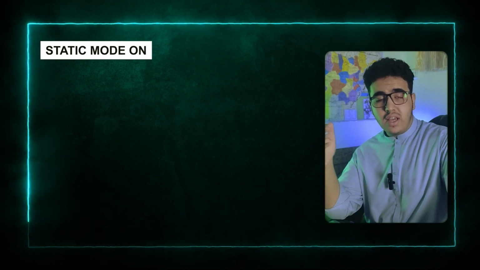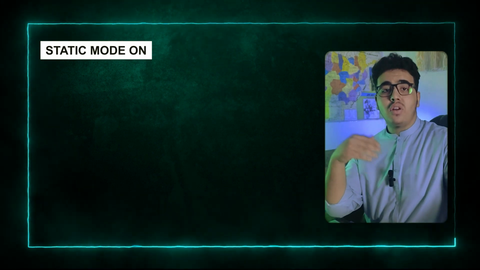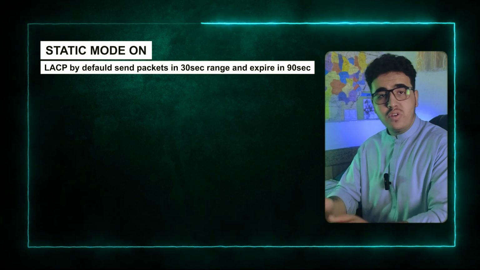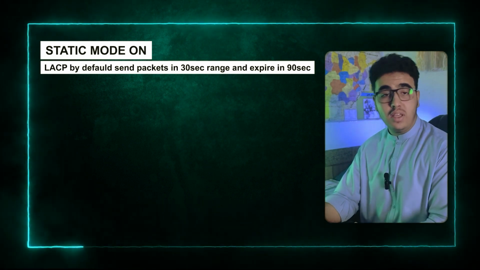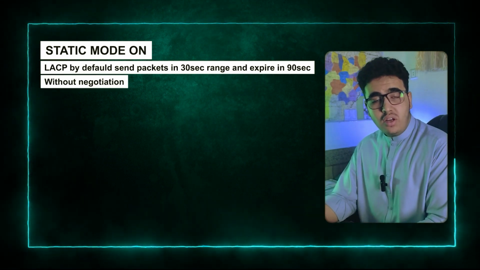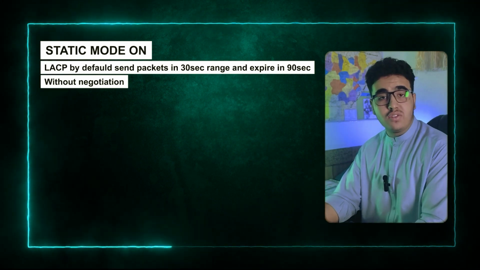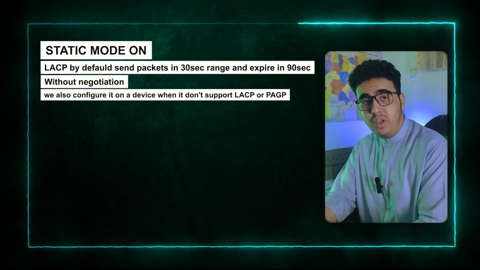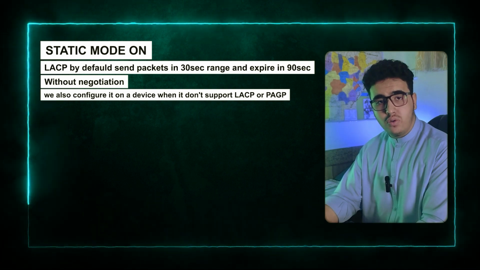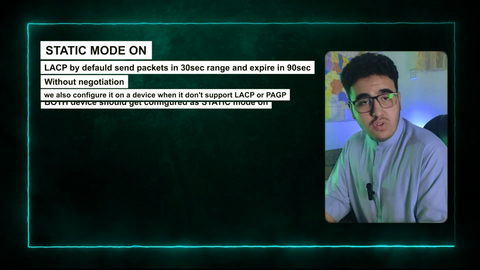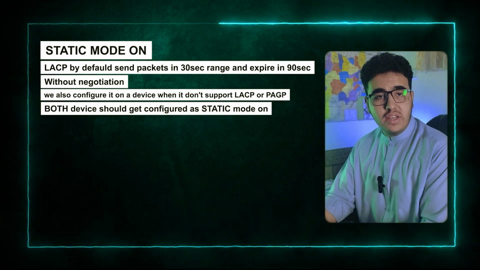So let's come to the static mode. EtherChannel static on mode can be configured on a switch when we want to force a port to join an EtherChannel without negotiation with the other device. So we configure static on mode whenever a switch doesn't support PAgP or LACP. It forces the port to join the EtherChannel. Both devices should be configured as static on mode.